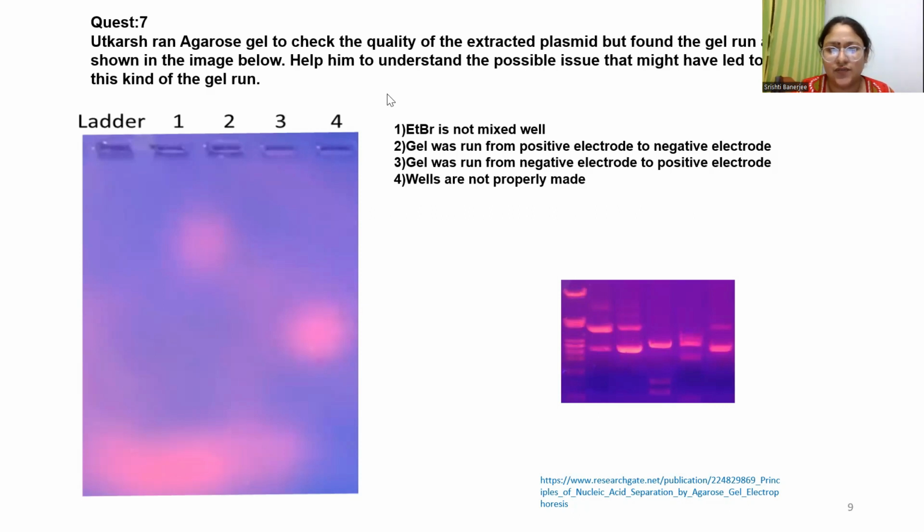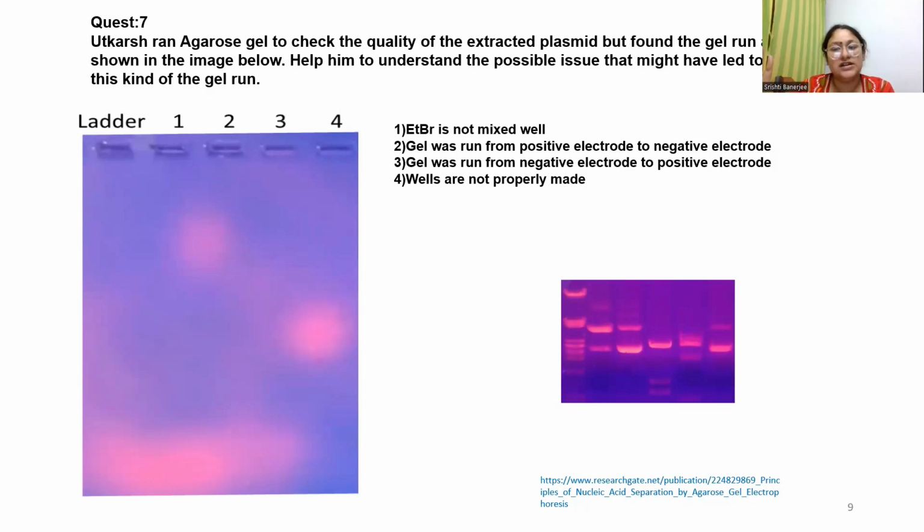Percentage. The first question was to clarify the percentage of agarose used. As I've said, agarose actually acts like a sieve, which lets the small fragments pass faster and the larger fragments pass slower. Why? Because it has pores within it, right?